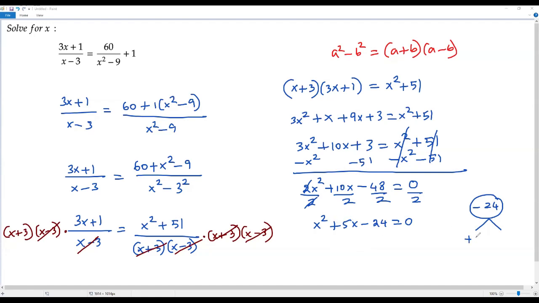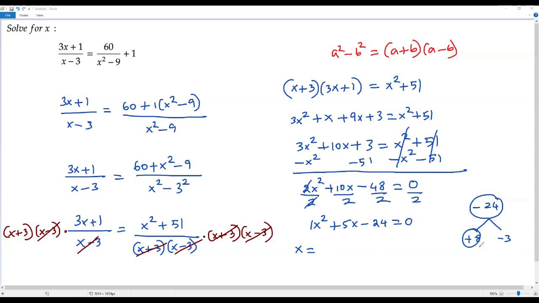I think positive 8 and negative 3 will work. When I multiply positive 8 and negative 3, I'm getting negative 24. And when I combine positive 8 and negative 3, I'm getting positive 5, which is the coefficient of x in this case. Now what I have to do is divide both these factors by the coefficient of x square, that is 1. Even when I divide positive 8 and negative 3 by 1, I'm still getting the same values, positive 8 and negative 3. Now to get the two values of x, I have to change the sign of these two factors.